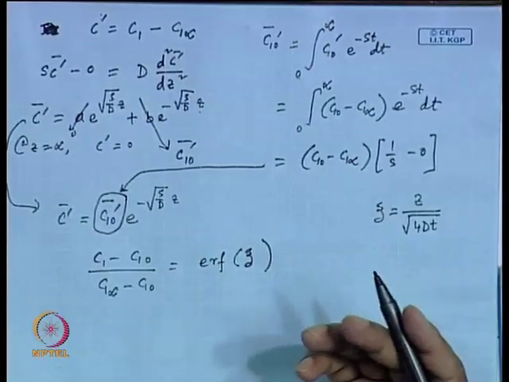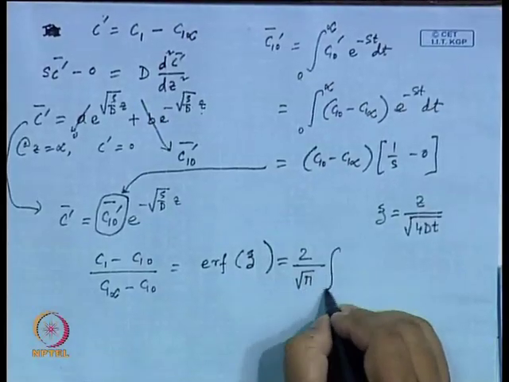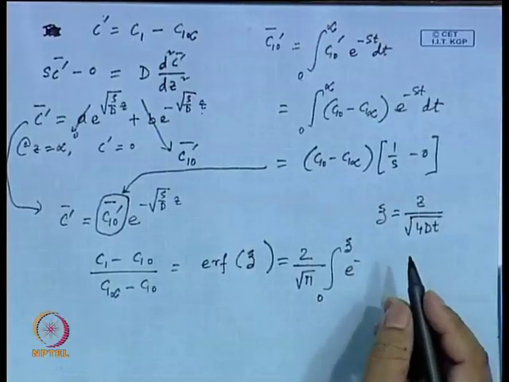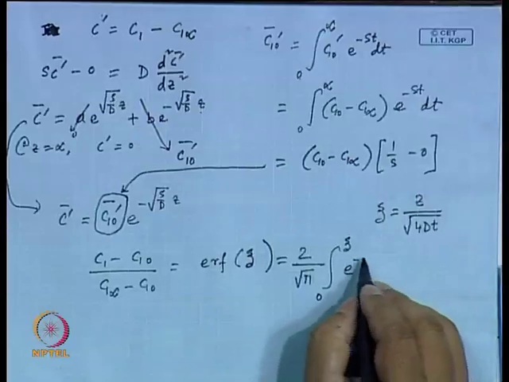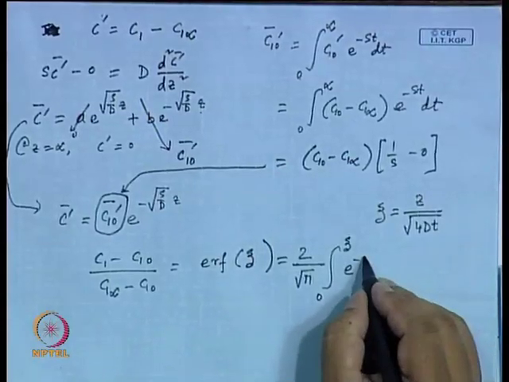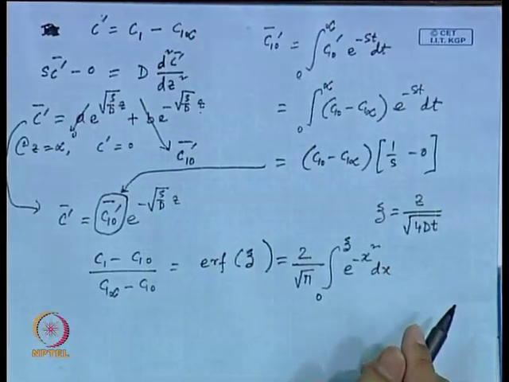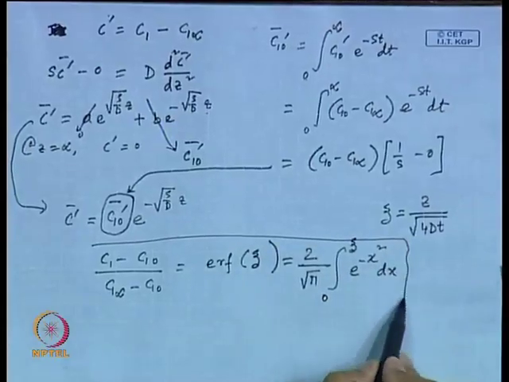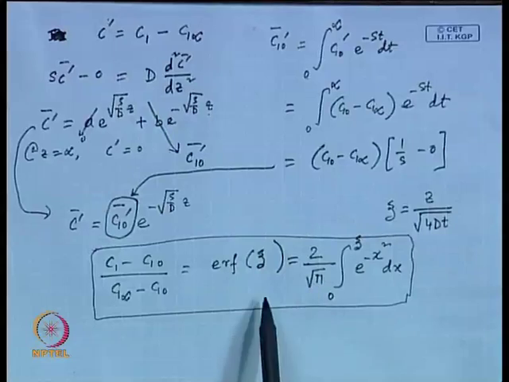And if you want to know exactly what this error function is, you can see it in any standard engineering mathematics book. It is 2 by square root of pi integration 0 to zeta e to the power minus x square dx. So, this is the final form that you have.